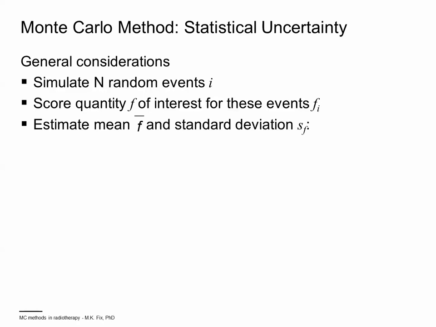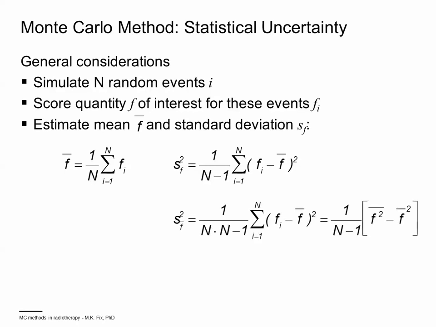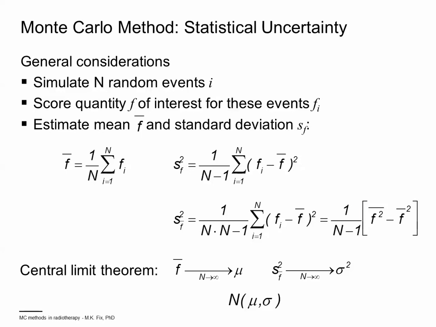The mean value and the standard deviation are determined as usual, and typically the standard deviation of the mean is considered for the statistical uncertainty. This value can be expressed with the mean of the squared quantity f and the square of the mean value of f. With the central limit theorem, it follows that the mean value of f converges to the true mean and the same for the standard deviation, leading to a normal distribution.